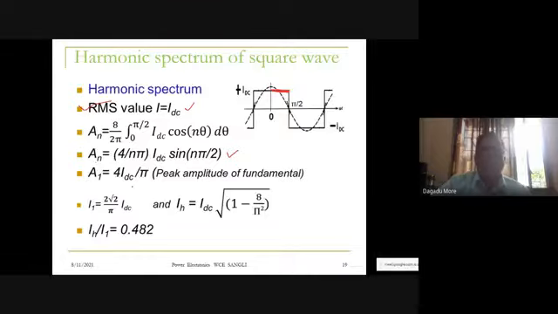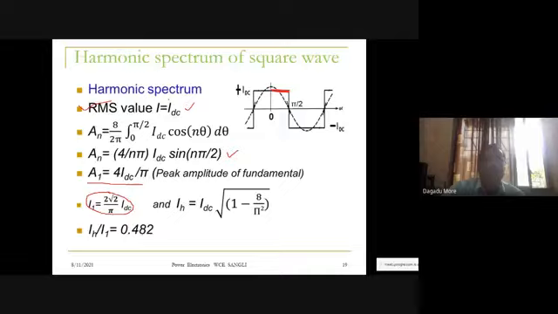And now A1, that is the peak amplitude of the fundamental, will be 4 IDC by pi. Putting n equal to 1, sine of pi by 2 is 1, so we get a peak amplitude of 4 IDC by pi. Divide it by root 2 and you will get the RMS value of the fundamental component, that is 2 root 2 by pi IDC.